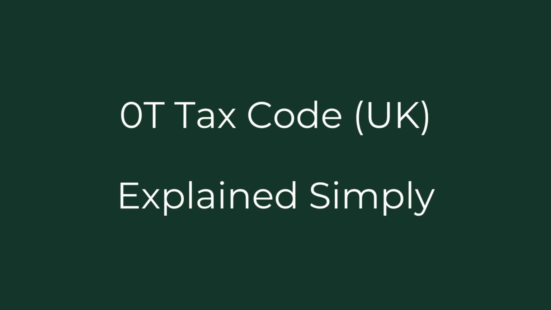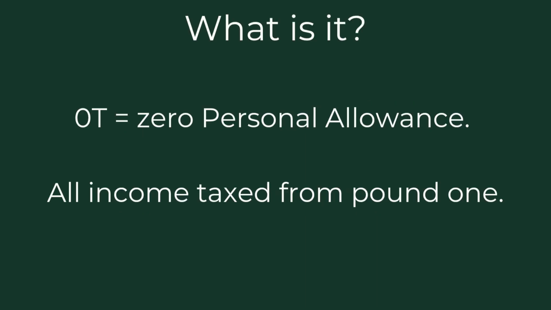0T tax code explained simply. 0T is a tax code, and the 0 is not a coincidence. It means you have zero personal allowance for that employment. Every pound you earn from that source is subject to income tax, with no tax-free amount applied at all.